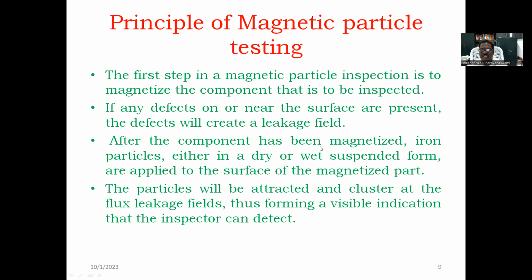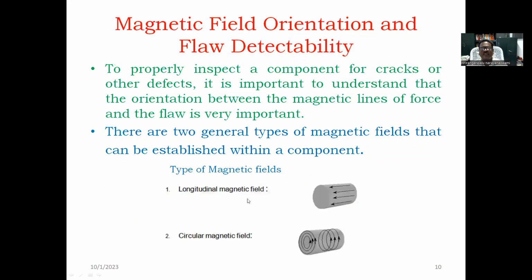After the component has been magnetized, iron particles, either in a dry or wet suspended form, are applied to the surface of the magnetized part. The particles will be attracted and clustered at the flux leakage fields, thus forming a visible indication that the inspector can detect. Magnetic field orientation and flaw detectability.